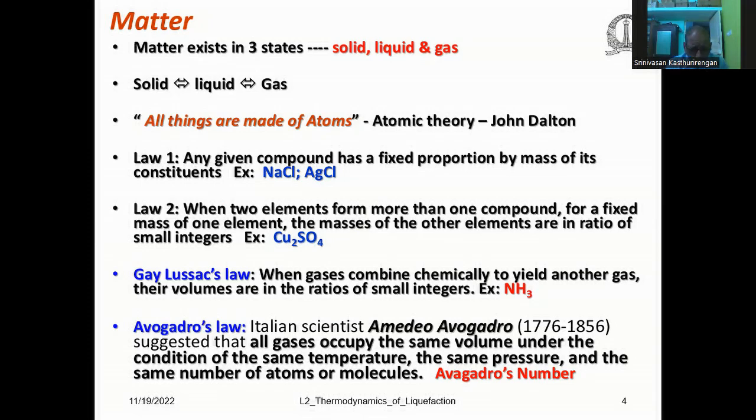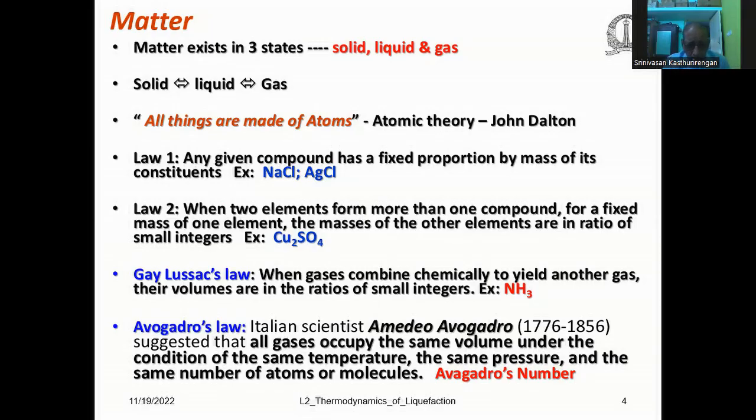We come across Gay-Lussac's law. Gay-Lussac's law says when gases combine chemically to yield another gas, their volumes are in the ratio of small integers. For example, ammonia. 1 unit of nitrogen combines with 3 units of hydrogen.